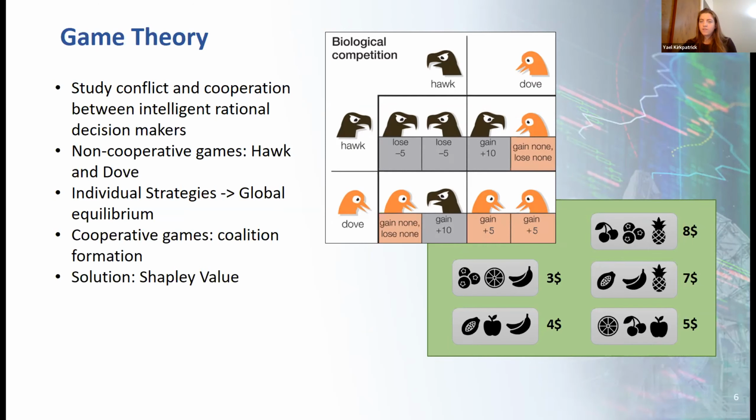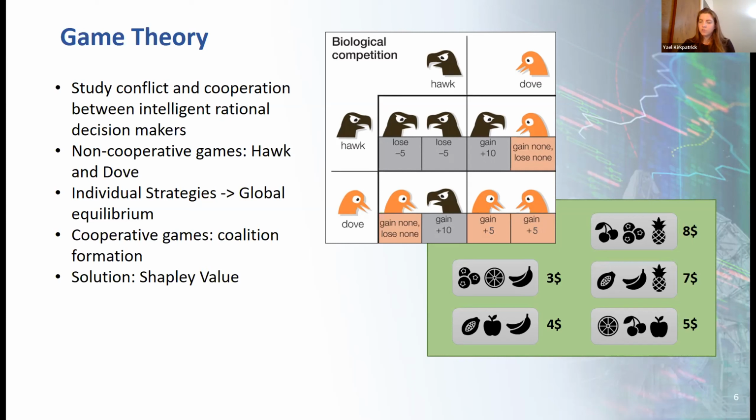So if everyone in this game decides to play as dove, someone could just be a hawk and come and take everything from them. But if everyone's playing as hawks, then no one gets anything because they're just constantly fighting over resources. So these individual strategies feed into some global equilibrium where some players are hawks and some players are doves, and it doesn't make sense to change your strategy because you're not going to gain anything more on average.